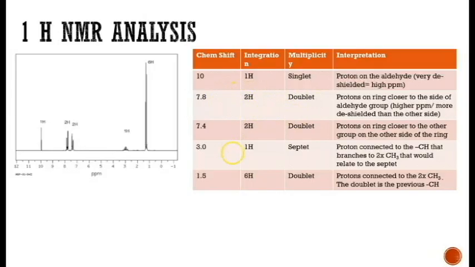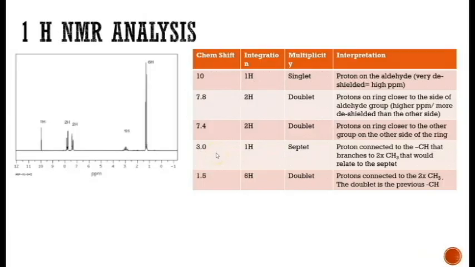The aldehyde group is probably more electronegative, so the 7.8 is going to be indicative of these two hydrogens on the benzene ring that are closer to the side of the aldehyde group. And then the other two hydrogens are probably going to be the protons on the ring closer to the other group on the other side of the ring, which we haven't necessarily figured out yet. But here we can now use the HNMR analysis.